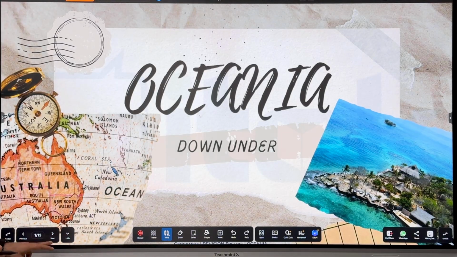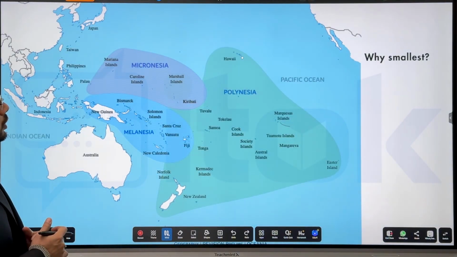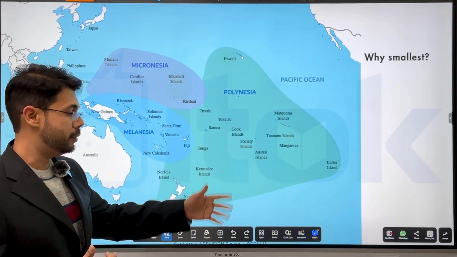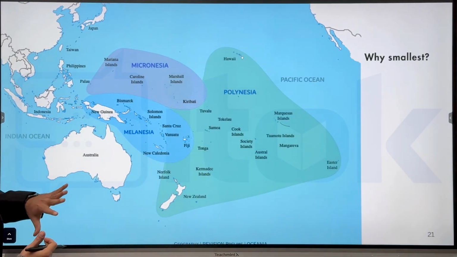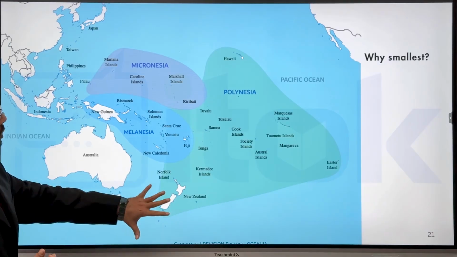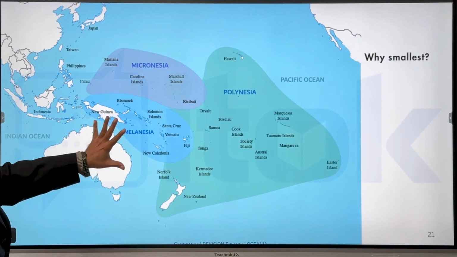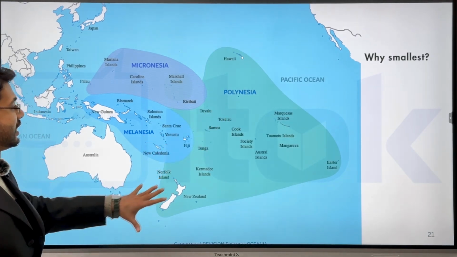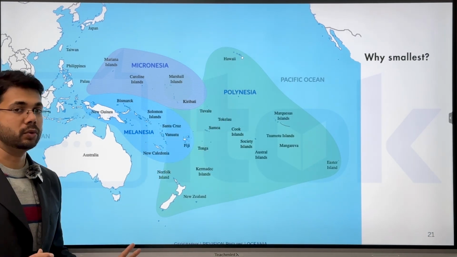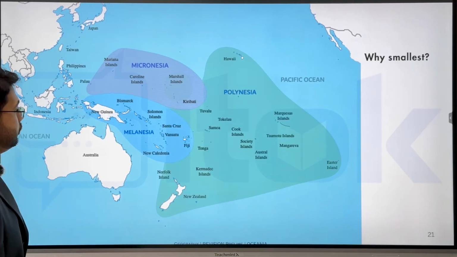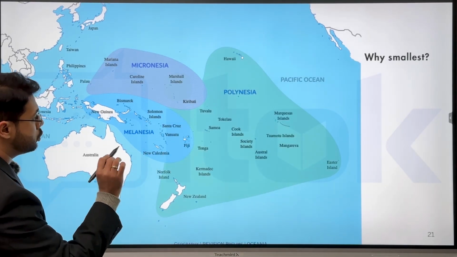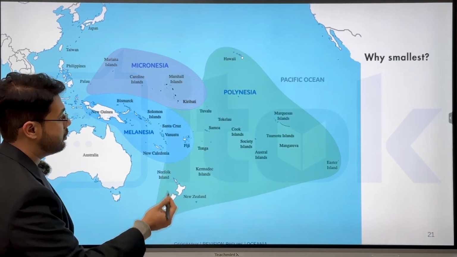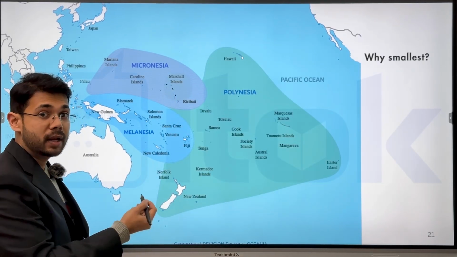So, Oceania down under. First of all, we know that Oceania is always called the smallest continent, but look at this area. It is the entire continent of Australia, the region of Australia, New Zealand, and these three big regions, Micronesia, Melanesia, and Polynesia, still it is considered to be the smallest. Why so? The biggest reason is all of these islands are so small that they are nothing but small dots. Even the markings which I have just made are bigger than the actual islands that are shown on this map.